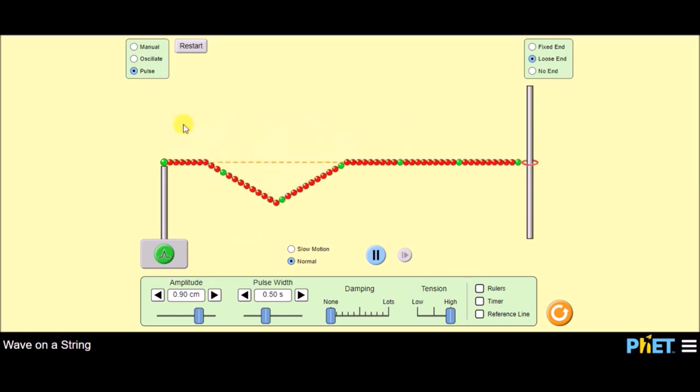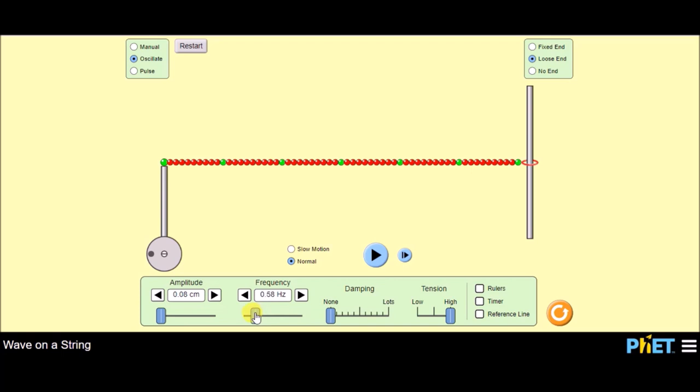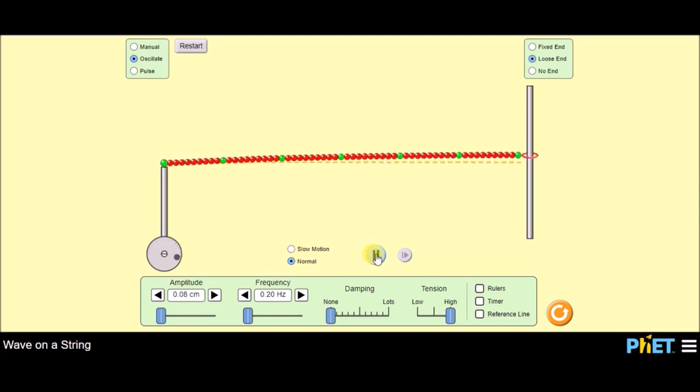Now let us see what happens in oscillations. So let us go for oscillation. Let us decrease the amplitude like this, and again, as I told you, not every frequency will give you nodes and antinodes. We'll have to select the frequencies. I've already done it previously, so I know at about 0.20 hertz you'll get a fundamental frequency. So let us start it, in this case for the other end being free. So, right.